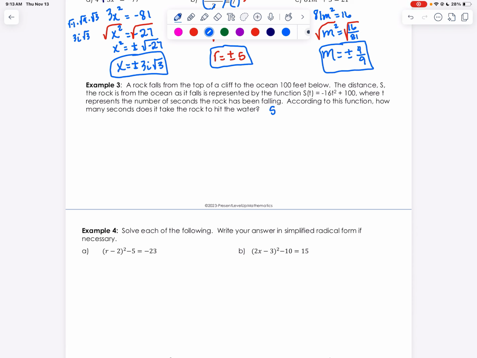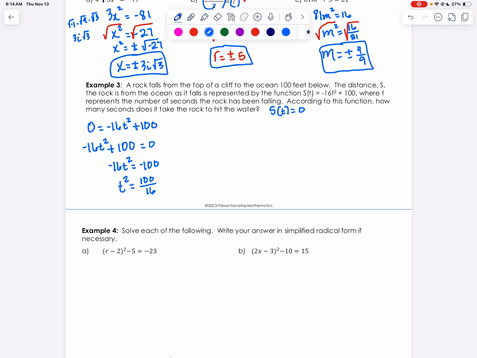So we want the height of this rock to be 0, because that will be its height when it hits the water. So I'm going to plug in a 0 for s of t equals negative 16t squared plus 100. Now, if it makes you feel better, rewrite this equation with the variables on the left and then solve. So we'll solve by subtracting 100 from both sides. So negative 16t squared equals negative 100. And then we'll divide. T squared equals negative 100 over 16.